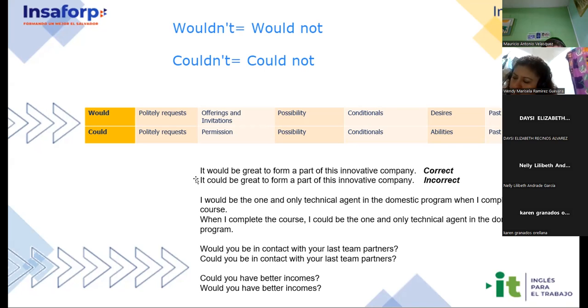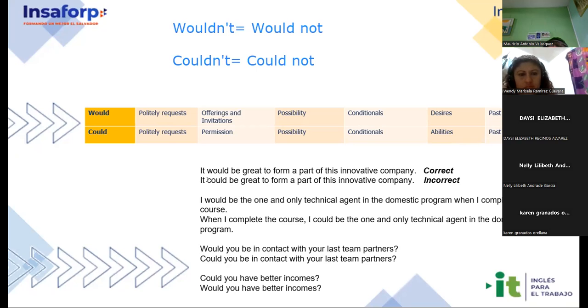Ahora, veamos en la siguiente. It could be great to form a part of this innovative company. Aquí en este caso, si nos acordamos de que could es el pasado de can y can expresa habilidades, could está relacionado por ahí, ¿verdad? Está relacionado también a posibilidad. Podríamos decir así, probablemente no lo logró, ¿verdad? Probablemente no logró pasar los exámenes o va a tener que volver a hacer la segunda vuelta. Me doy a entender. Porque could es el pasado de can.